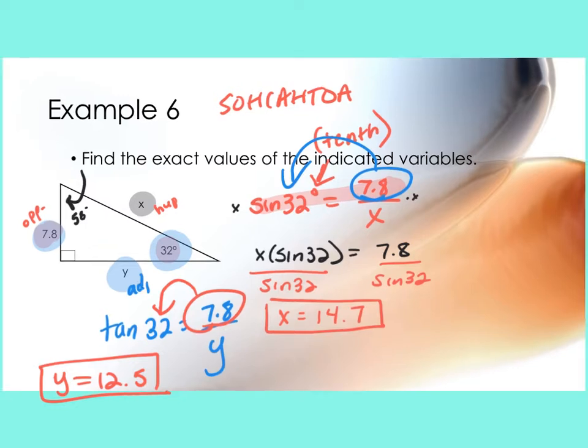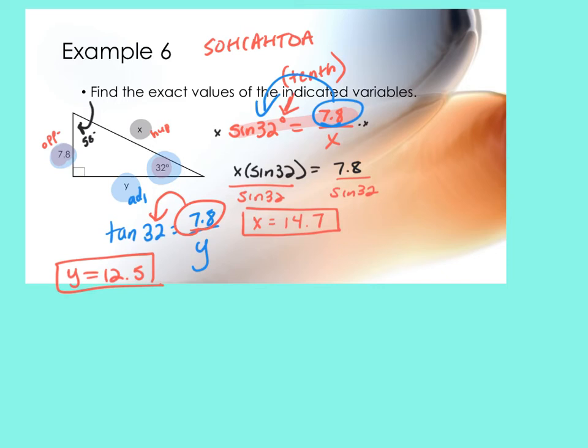And again, I wouldn't recommend using Pythagorean theorem from the beginning, but you could certainly use it to check, like 7.8 squared plus 12.5 squared should be pretty close to 14.7 squared. It may not be exact because all of that was rounded, but it should be pretty close.